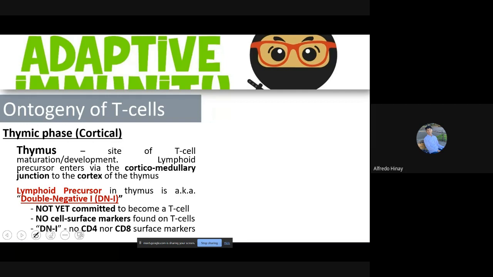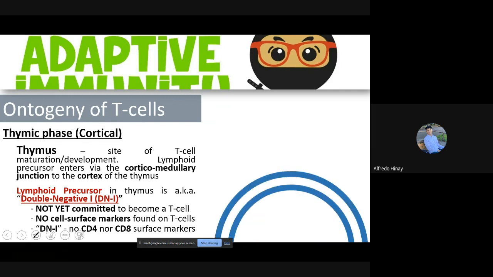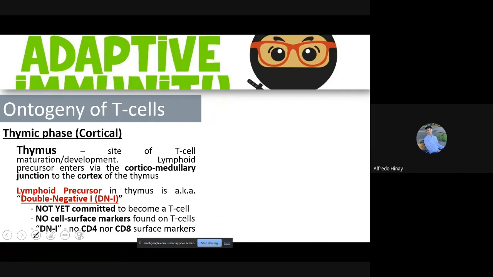Okay, so the site of the T cell maturation development: lymphoid precursors enter via the corticomedullary junction to the cortex of the thymus. So sa cortex, 'di ba, nasa tunga man ang cortex class. Ma-remember pa ba ninyo nang naasa inyong histology? You have your medulla, and then you have your cortex.